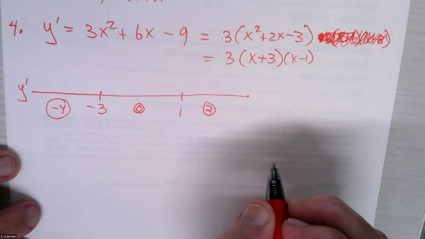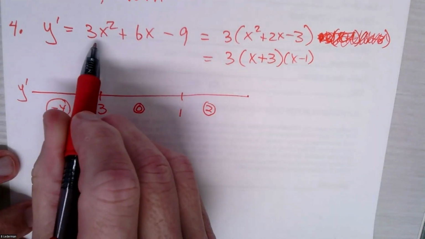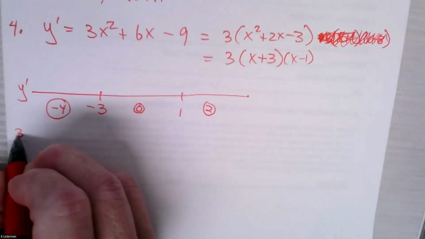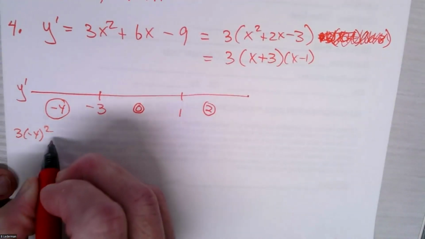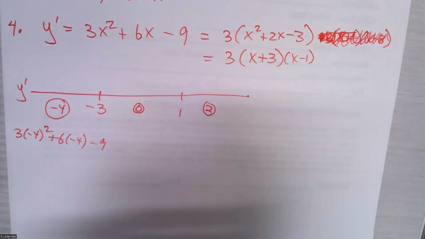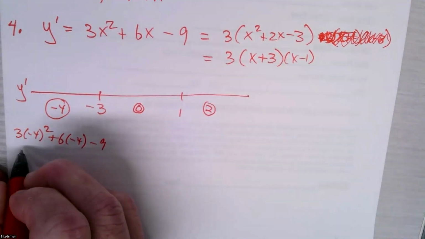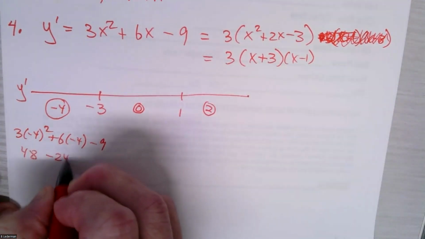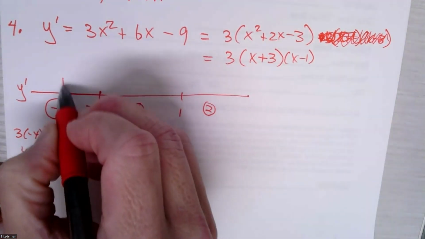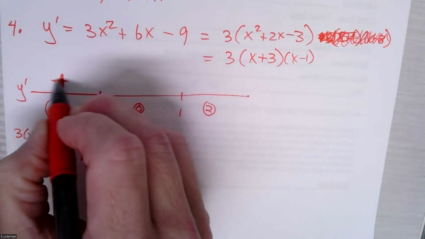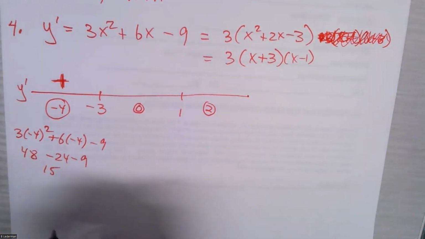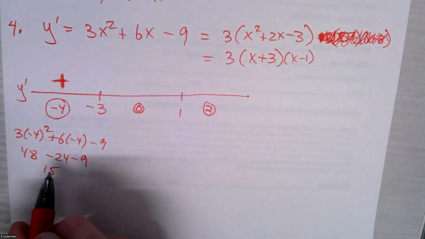If I have my function y prime, then 3 times -4 squared plus 6 times -4 minus 9. And all I care about is whether this is positive or negative. This is 3 times 16, which is 48, minus 24 minus 9, which is 15, which is positive. Again, I don't care if it's 15 or 16 or 17. I just care if it's positive or negative.